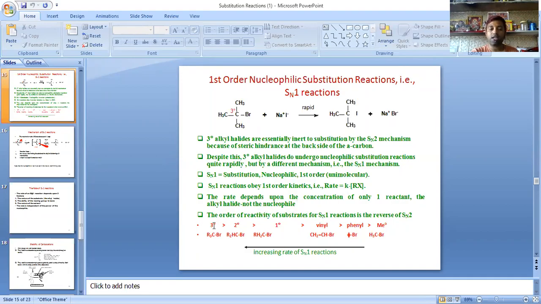What is the order of reactivity? The order of reactivity of substrates for SN1 reactions is the reverse of SN2 reactions. You can see here, tertiary alkyl halides are more reactive than secondary alkyl halides. Secondary alkyl halides are more reactive than primary alkyl halides, and primary alkyl halides are more reactive than methyl. So this is our increasing rate of SN1 reaction, the order of reactivity. Understood?